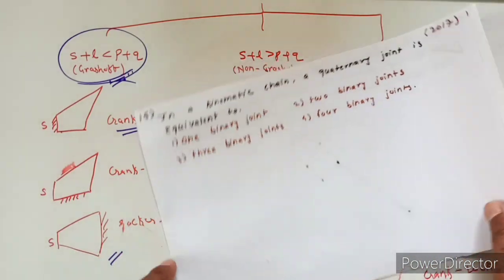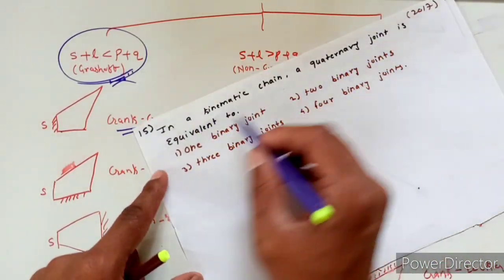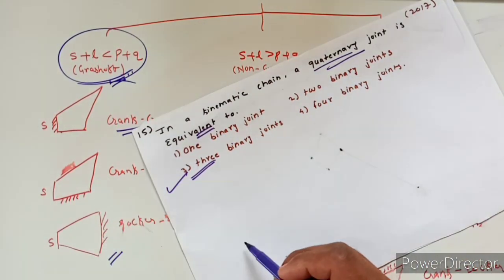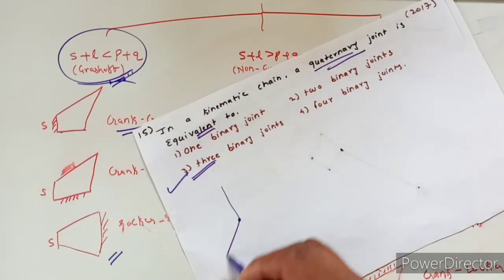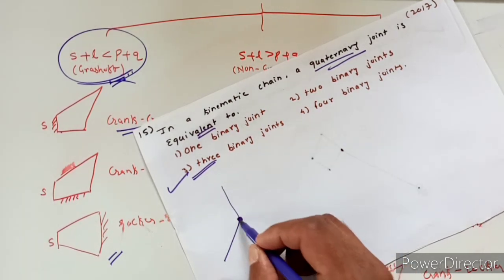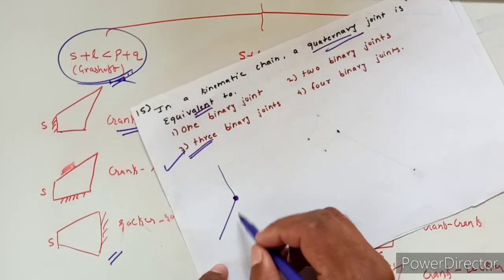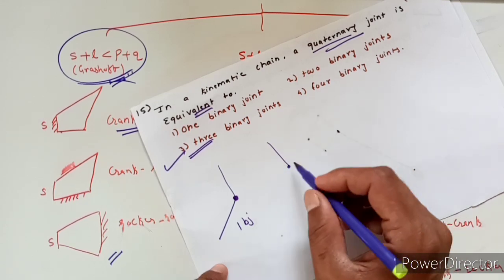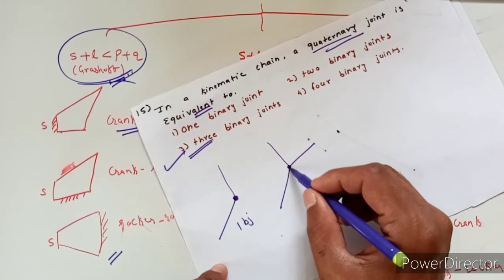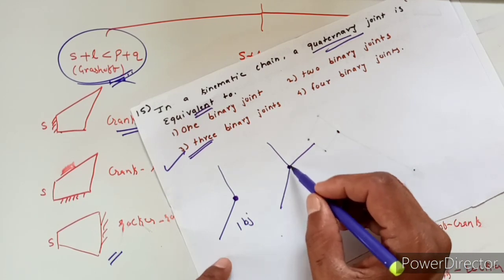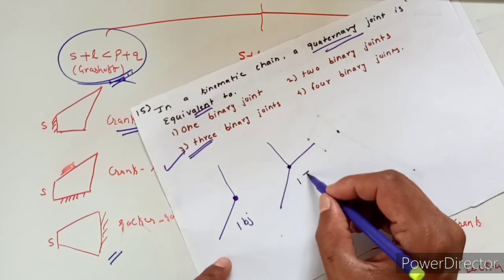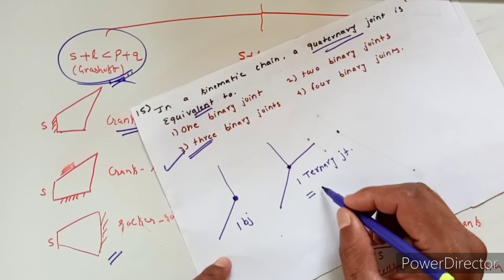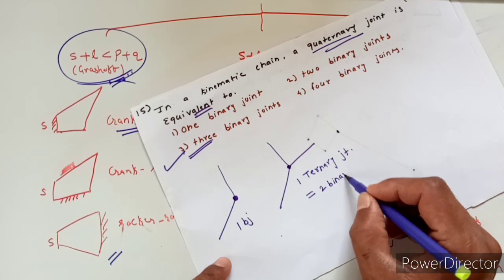Now question number 15. In a kinematic chain, a quaternary joint is equivalent to 3 binary joints. This is the correct answer. Binary joint is defined as the joint where 2 links are connected. This is a binary joint, one binary joint. Now if 3 links are connected at a connection, this is one ternary joint. This corresponds to 2 binary joints.